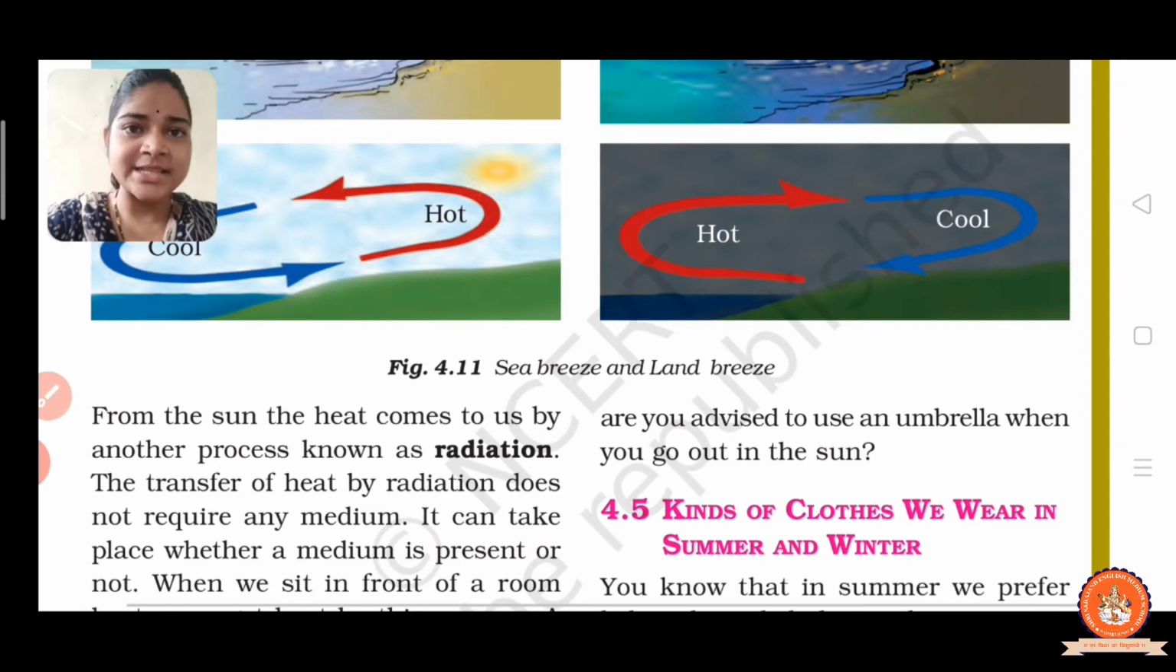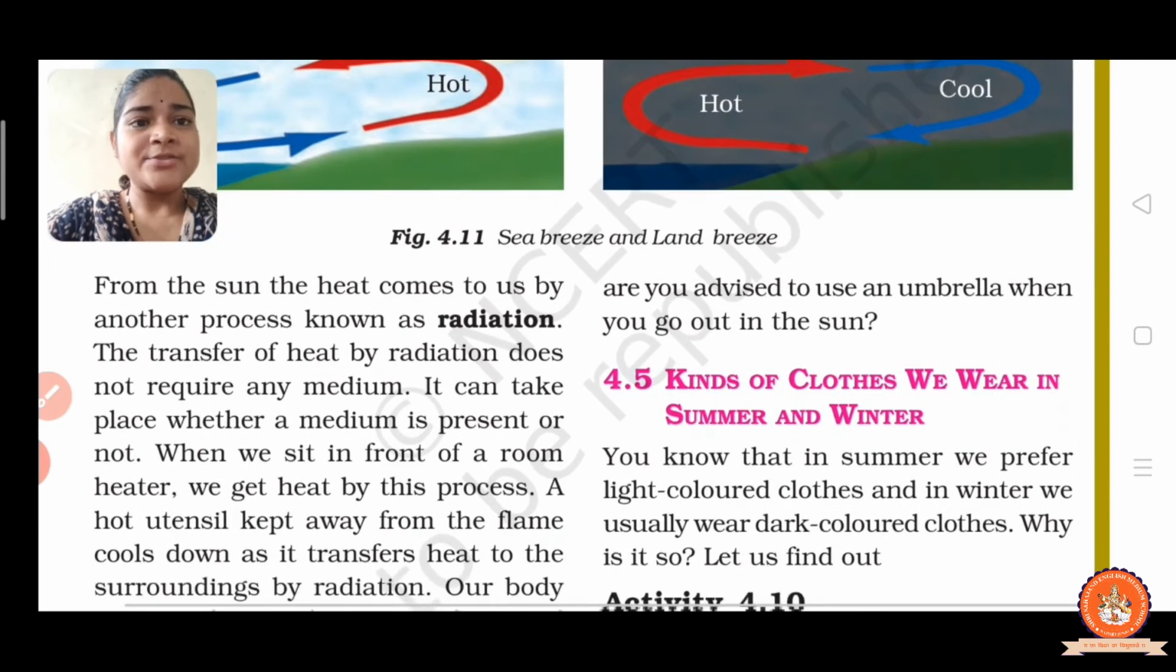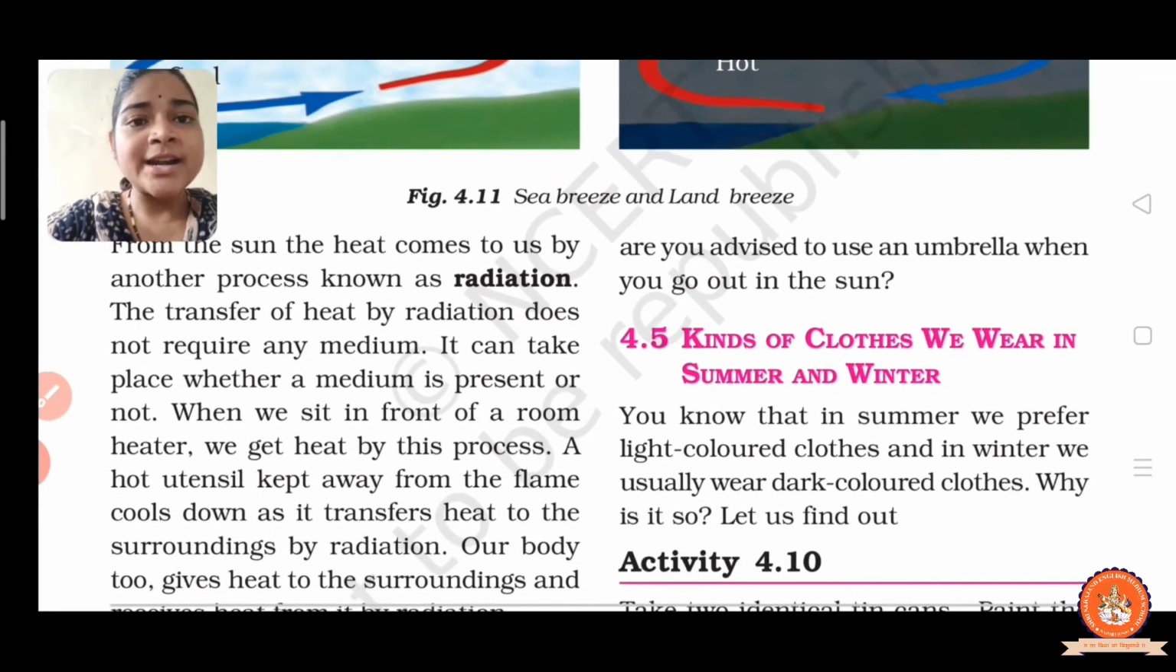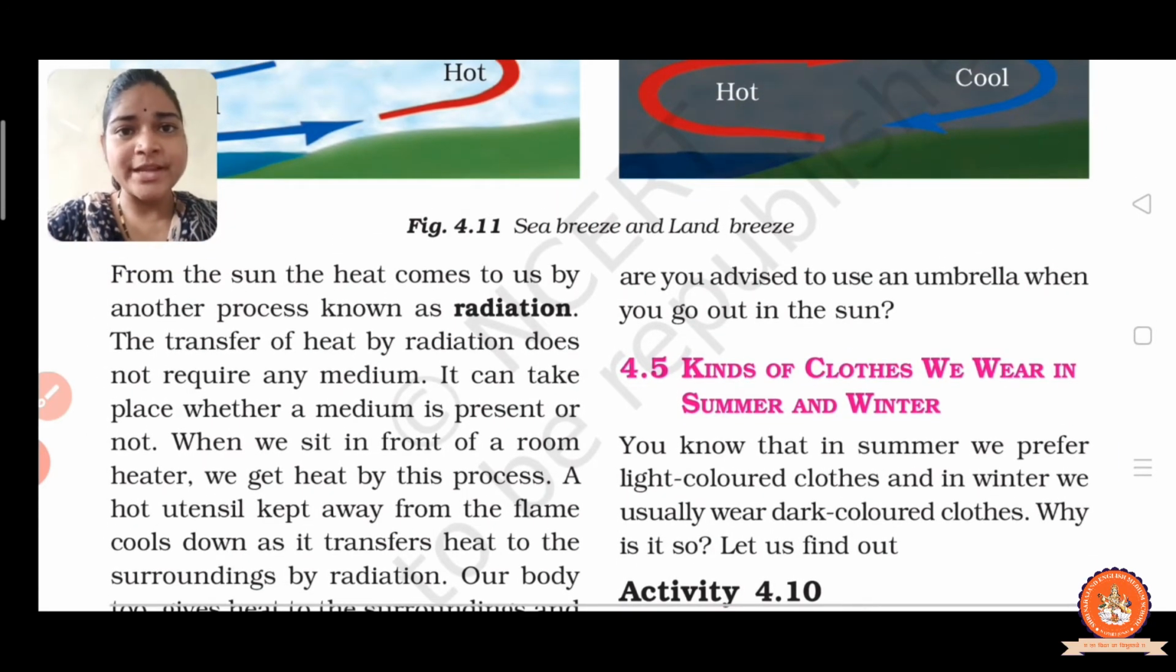So these are the sea breeze and land breeze. Now students, our third method of transfer of heat is radiation. So conduction and convection we have completed. Now the next and the last method is radiation of heat.